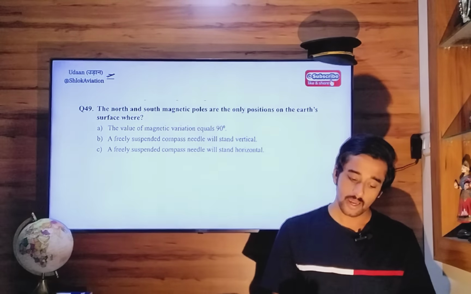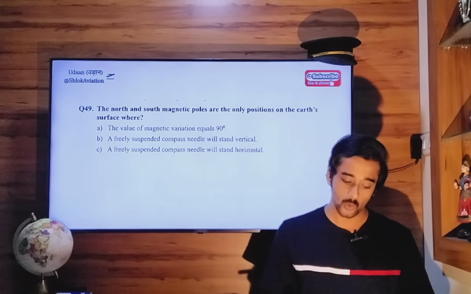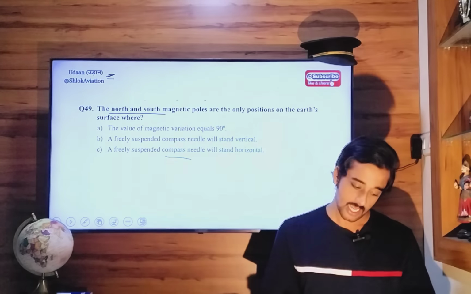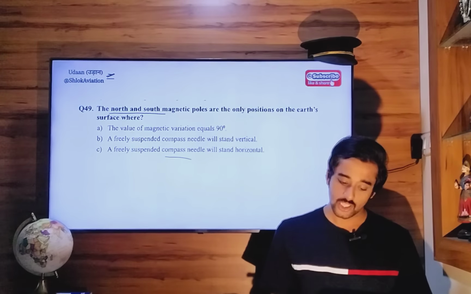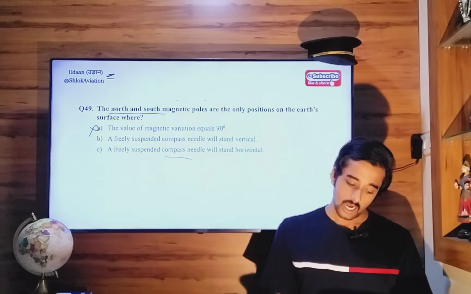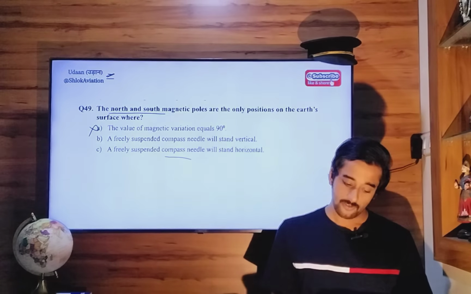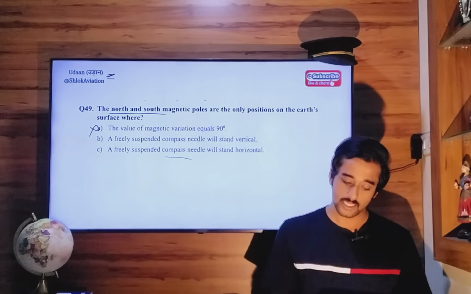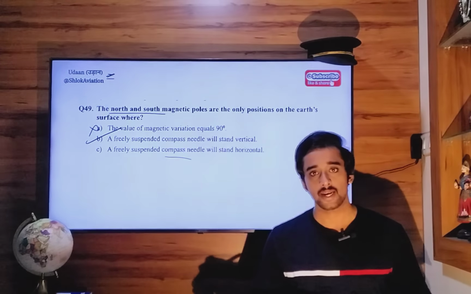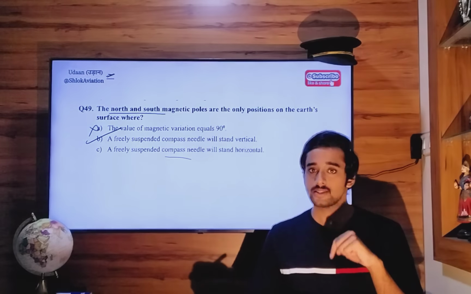The north and south magnetic poles are the only positions on the Earth's surface where, so they are talking about north and south magnetic poles, the value of magnetic variation equals 90 degrees? Wrong. A freely suspended magnetic needle will stand vertical. A freely suspended magnetic needle will stand horizontal. So this is a basic question. A freely suspended magnetic needle will stand vertical, meaning it will point north and south, right?